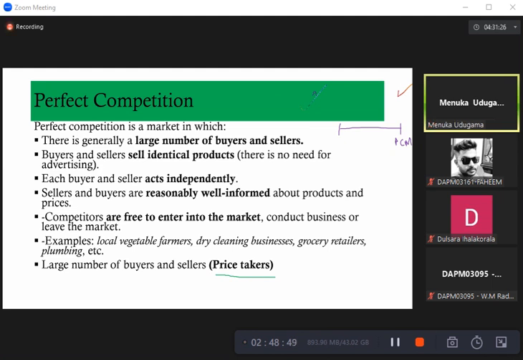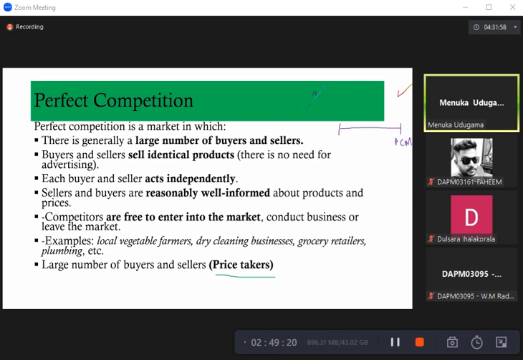Right? So it says there are a large number of buyers and sellers. They sell identical products and act independently, meaning I don't have to do what the other seller does, such as increasing or reducing my price by looking at what the others do. I can act independently. They are reasonably well informed, meaning all the information is out there, it's transparent, free to enter and exit, and they are all price takers.